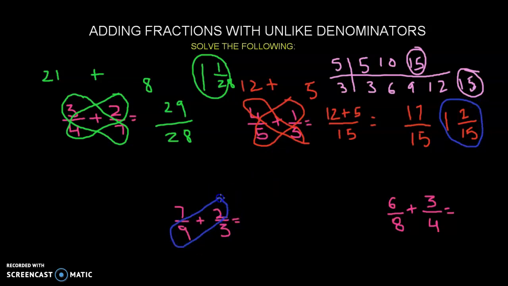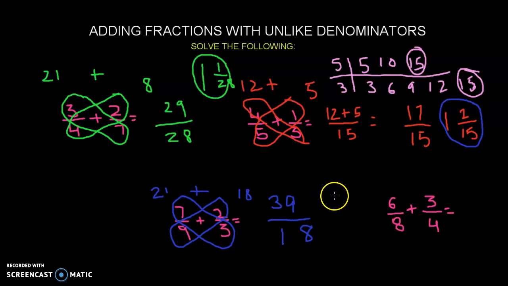9 times 2 is 18. 7 times 3 is 21. Add those together and we get 39. So 39 over, what is the LCM of 9 times 18? Okay. 18, and we simplify this. 18 plus 18 is 36. This will go 2 times. So 2 and 3 18s, also known as 1/6. And our answer is 2 and 1/6.